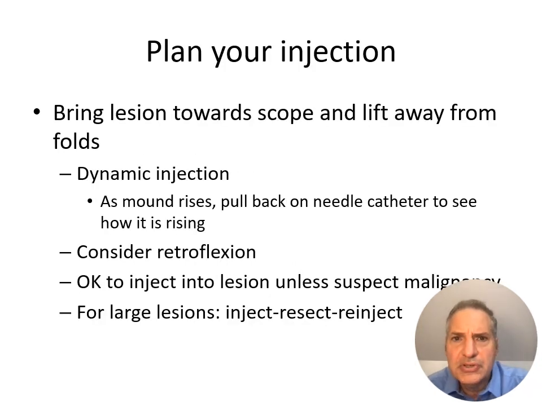When performing submucosal injection, we ideally want to bring the lesion towards the scope and lift it away from folds. This is usually accomplished by injecting the more distal edge of the lesion. As we inject, if you pull back on the catheter and take some pressure off the lesion, that will allow you to see how much lifting you're accomplishing and adjust the needle as necessary.